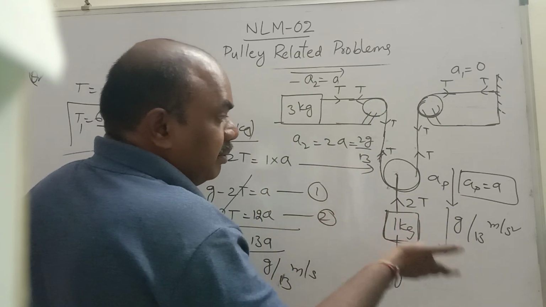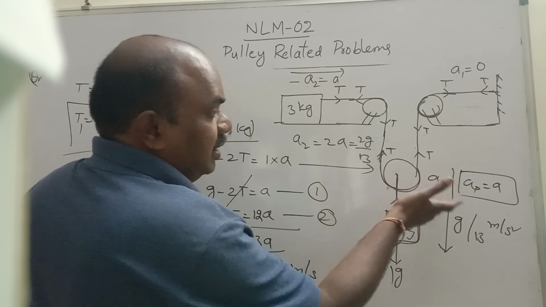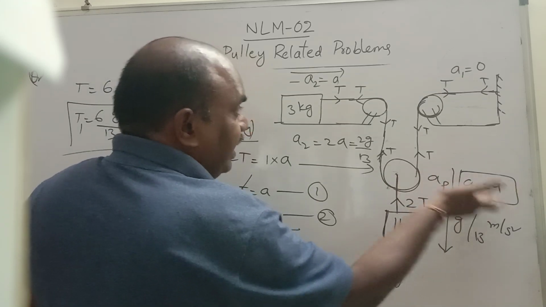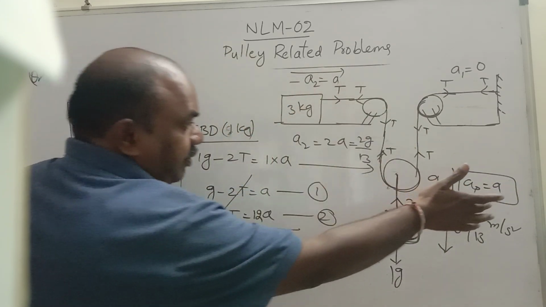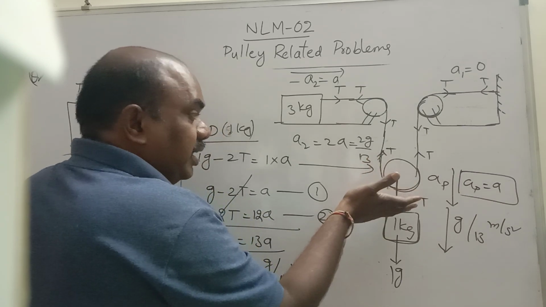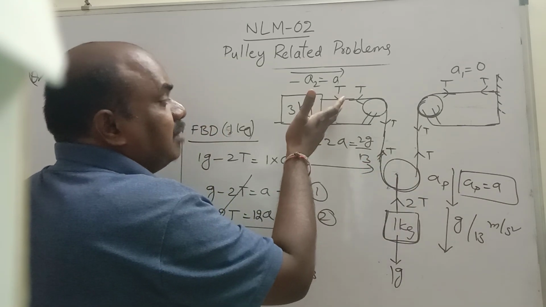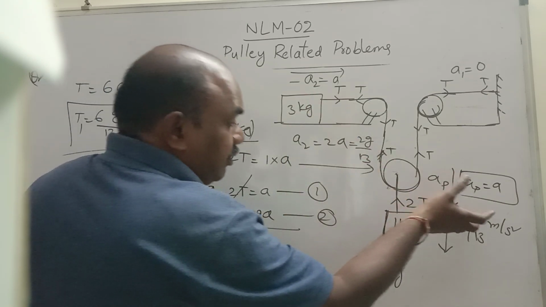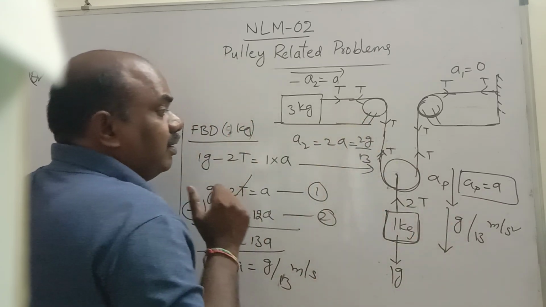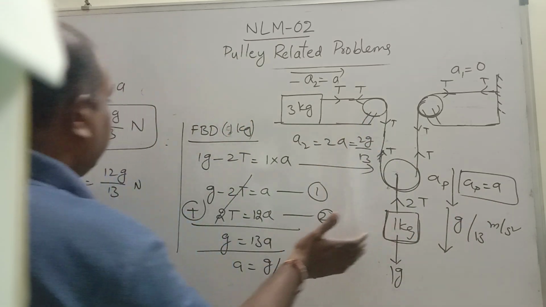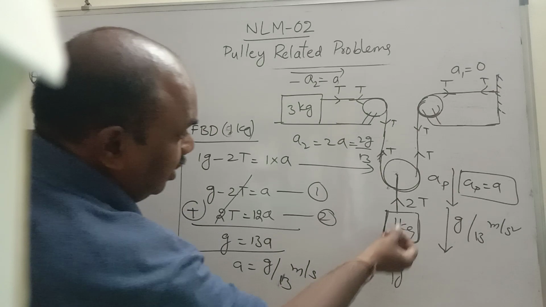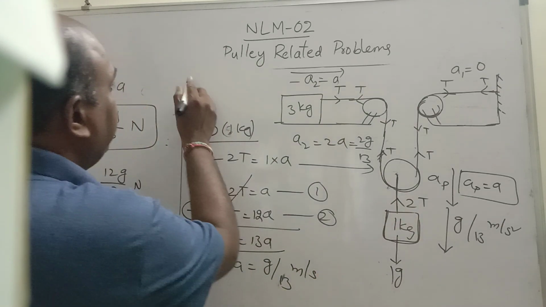AP is equal to A by 2, which means A is equal to 2 into AP. Let us consider the acceleration of the pulley is A, then it will be 2A. So the acceleration of the pulley is half of the acceleration of the 3 kg string. If you consider it as A, this will be 2A. So the free body diagram of the 1 kg, what will happen? Greater force, F net is equal to ma.